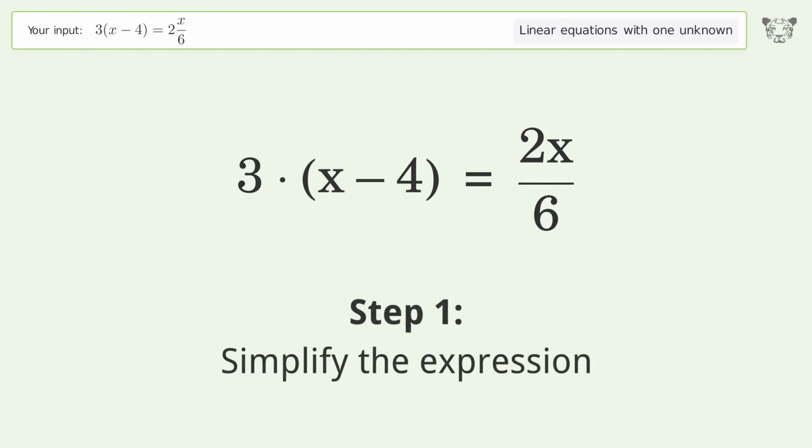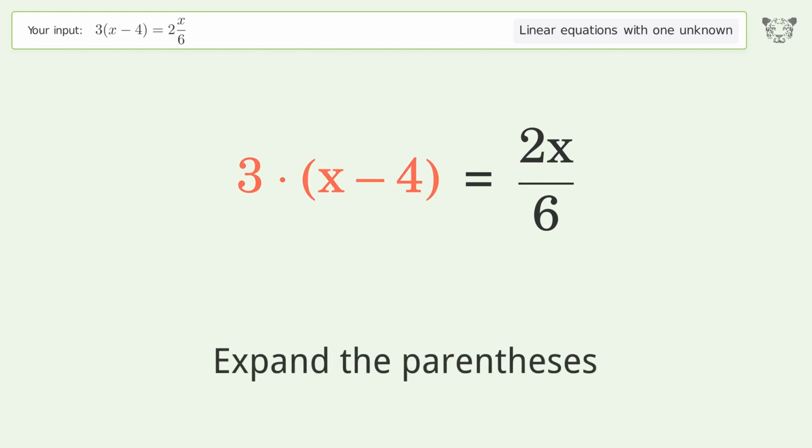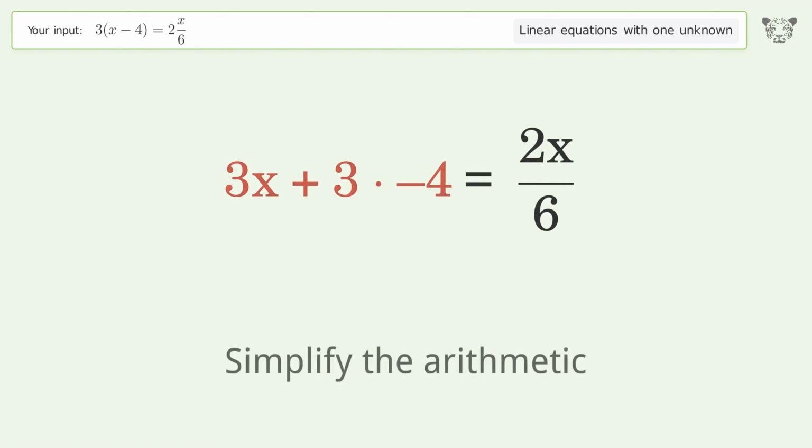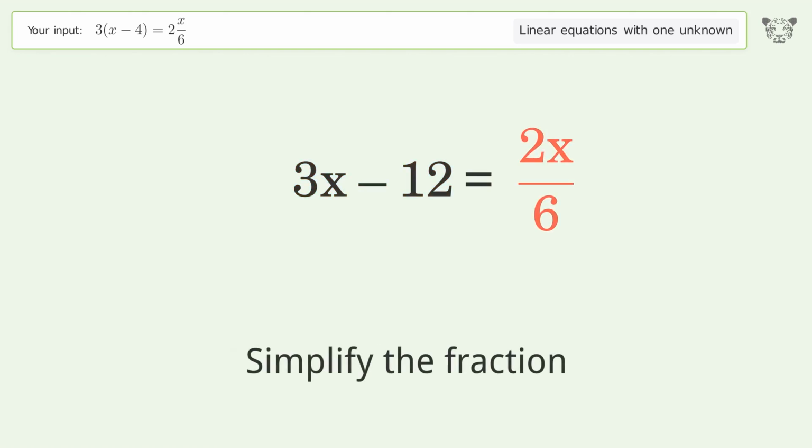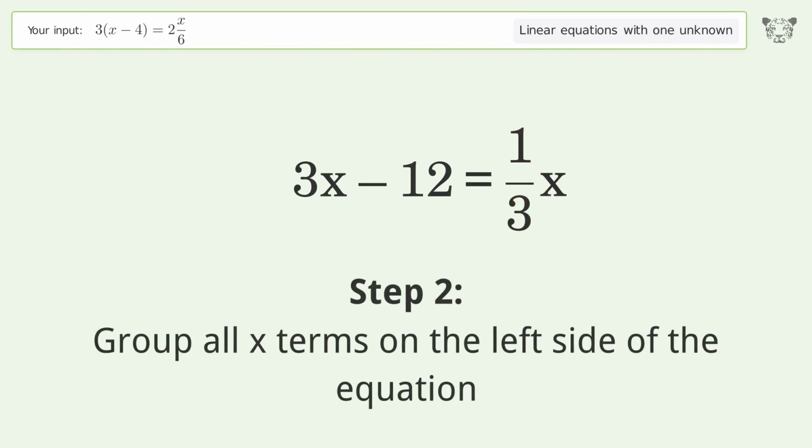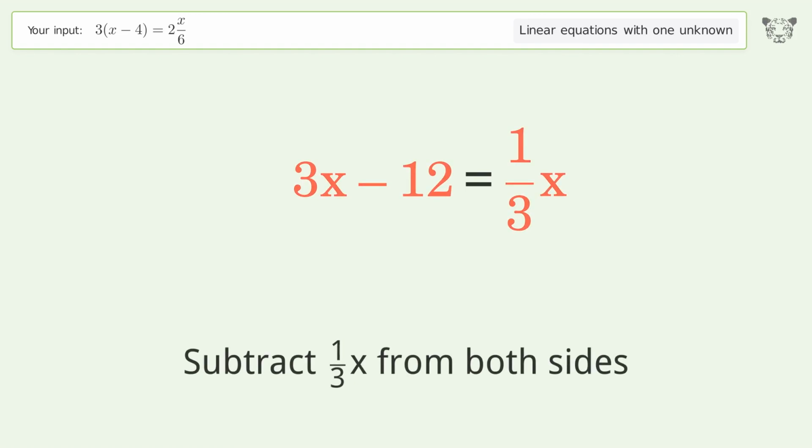Simplify the expression. Expand the parentheses. Simplify the arithmetic. Simplify the fraction. Group all x terms on the left side of the equation. Subtract 1/3x from both sides.